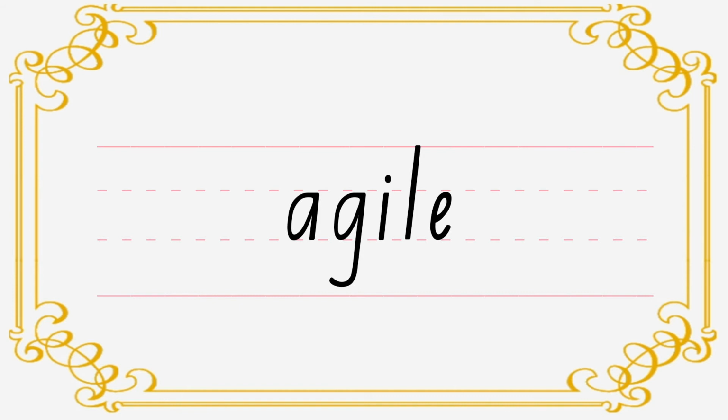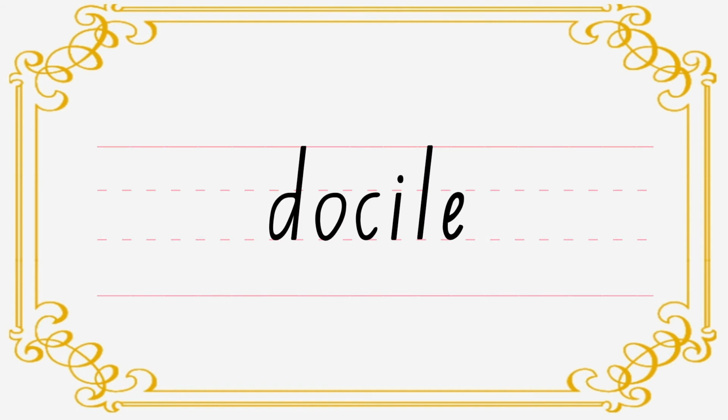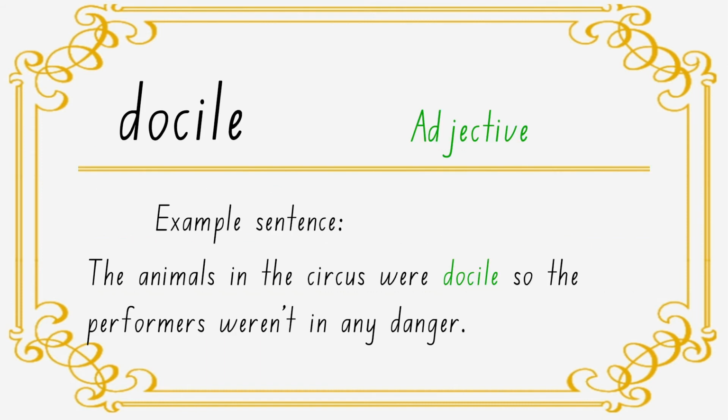A-G-I-L-E spells agile. The next word is docile. Docile is an adjective, and it describes something that's ready to accept control or instruction. So other adjectives that go with docile are like passive, submissive, and tame. Docile makes whatever it's describing seem rather harmless.